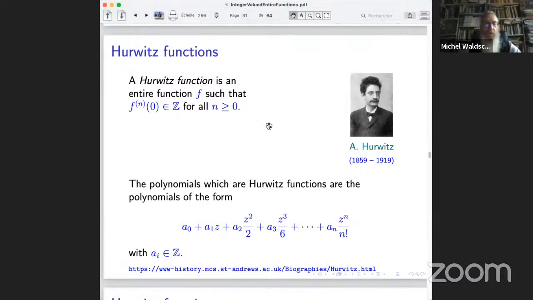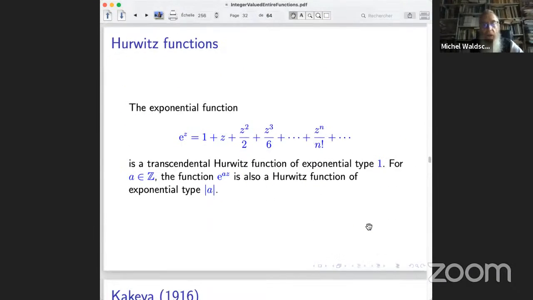For integer valued functions, I explained that the binomial coefficient functions give a basis of the space of polynomials. Here, a basis of the space of polynomials which are Hurwitz functions is given by the polynomials z to the n divided by n factorial, and any polynomial which is a Hurwitz function is a finite linear combination of these with integer coefficients. Now, if you want a transcendental Hurwitz function, the simplest one is the exponential function, the infinite sum of z to the n over n factorial. It is a transcendental Hurwitz function, and the exponential type is 1.